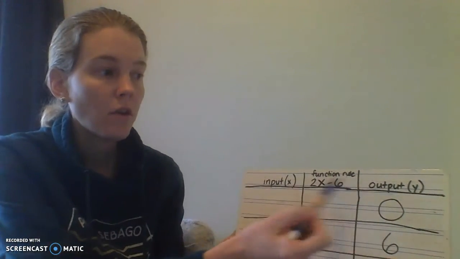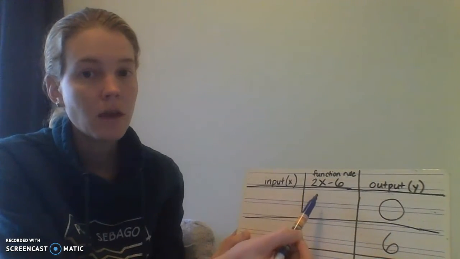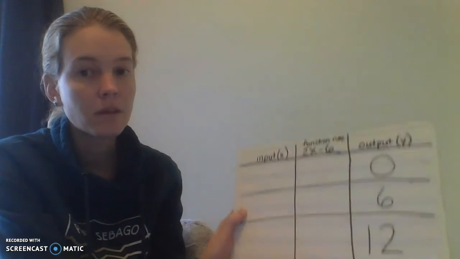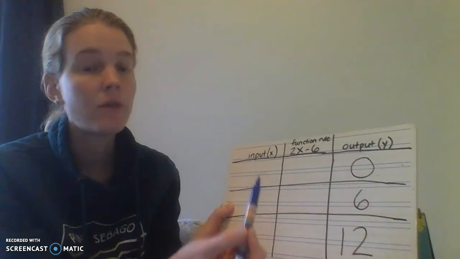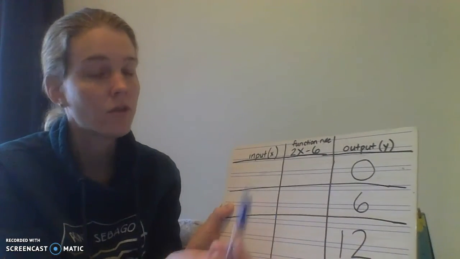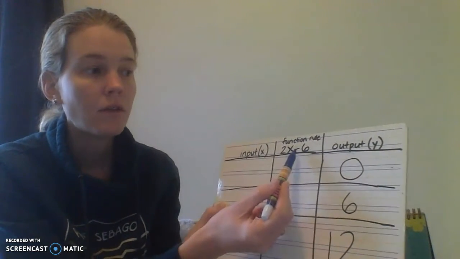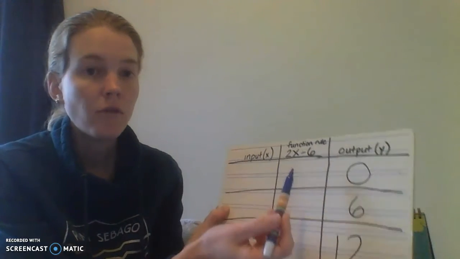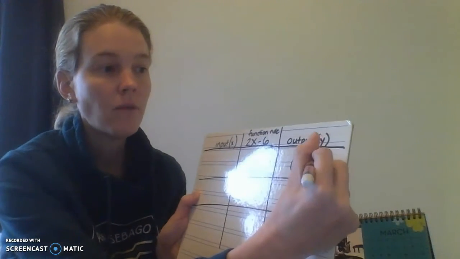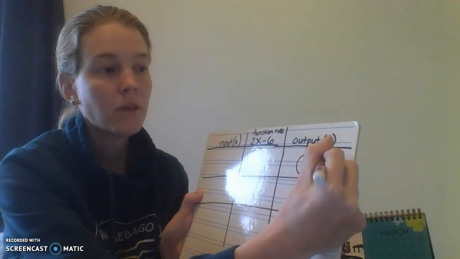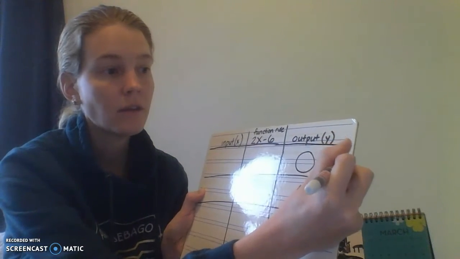So in this case, your function rule is 2x minus 6, and you have three outputs that they gave you. So again, when we solve equations, we always use what's called the inverse operation, which is kind of like the opposite. So let's start with this subtraction. The inverse operation of subtraction is addition. So we're going to add 6 to 0. So 0 plus 6 is equal to 6.